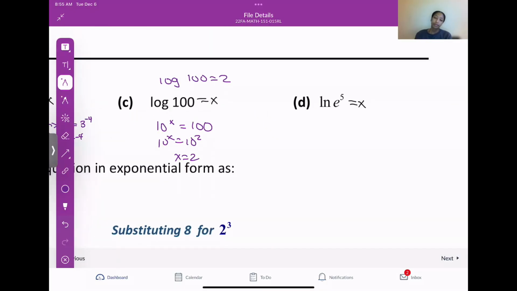And last one, the ones with e are always interesting looking, because this one's super easy, you'll see. ln is log base e. So this is saying e to the x power equals e to the 5th power. Well, our bases are both e there, so that means our exponents must be equal. x is equal to 5.